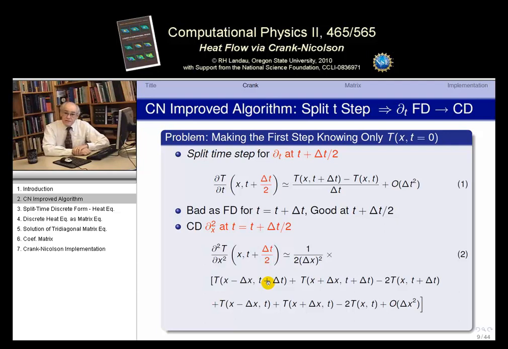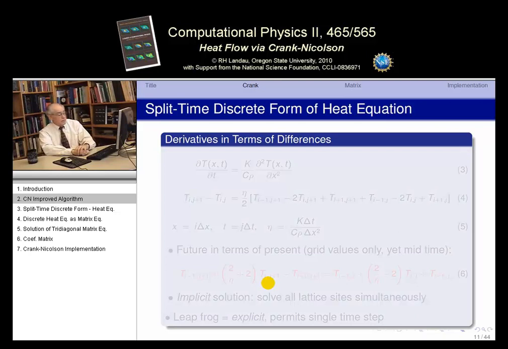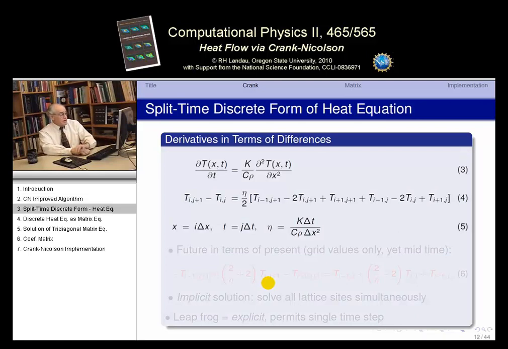And now if we put the pieces together, we get a version of the heat equation in a discrete form at half the time step. Okay? So that's what we have here. So let's just go ahead and do that. So we have here our heat equation. Equation 3 is the heat equation.